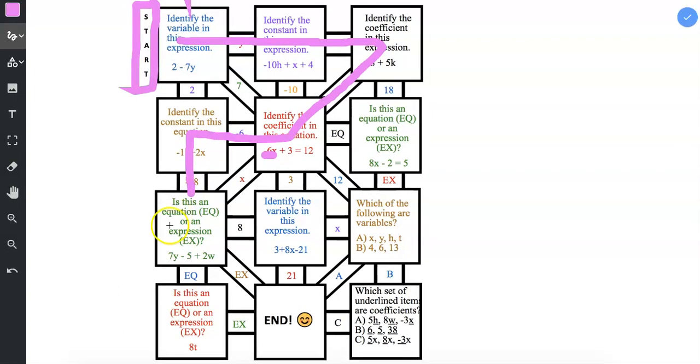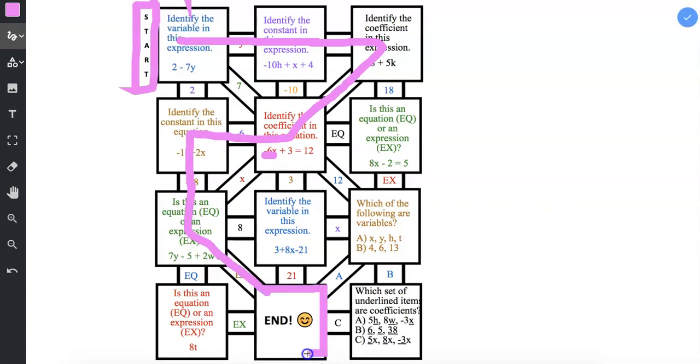And then the next rectangle says, is this an equation, EQ, or an expression? So if it's an equation, I go EQ this way. If it's an expression, I go this way, EX. Well, remember, an equation has an equal sign, an expression does not. This does not have an equal sign, so it is an expression. So I need to go the EX route, which takes me to the last square.